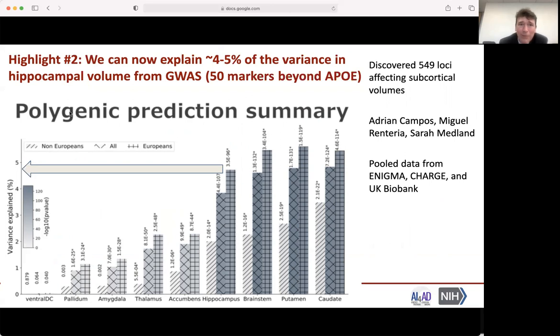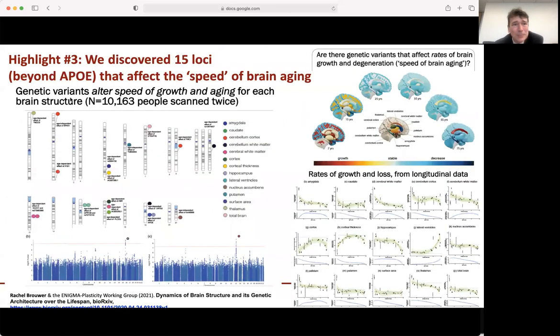And you can explain around 4 to 5% of the variance in these volumes. It's very, very useful to do this. We've also been looking at sequential MRI, people who've been scanned twice with MRI, and you can create an estimate of the rate of atrophy of different structures in aging and their rate of growth and development. And we've discovered, this is work by Rachel Brower and Hilke Hulshoff-Paul, over 15 loci in the genome beyond the famous Alzheimer's risk gene ApoE that affect the speed of brain aging.